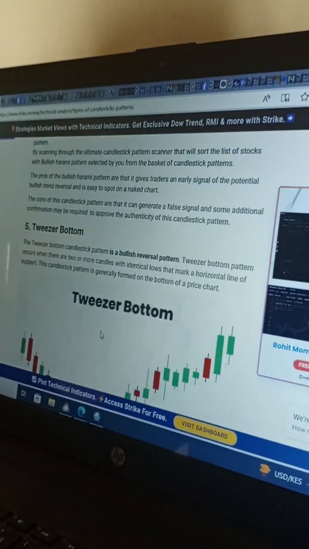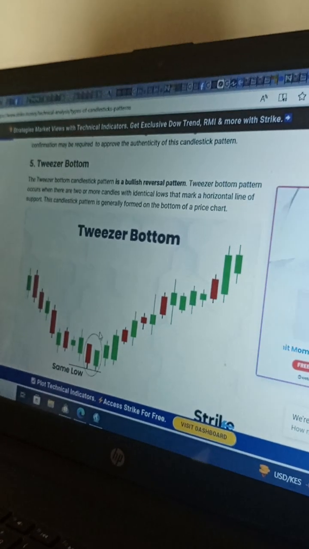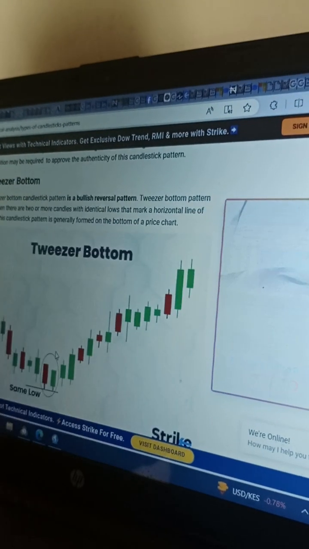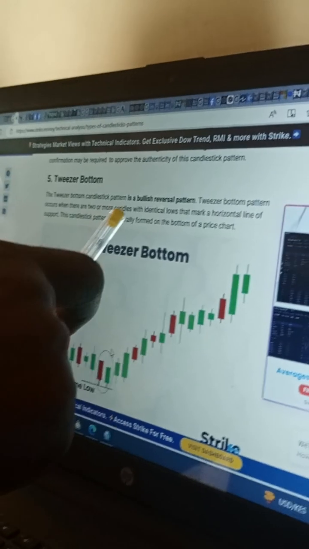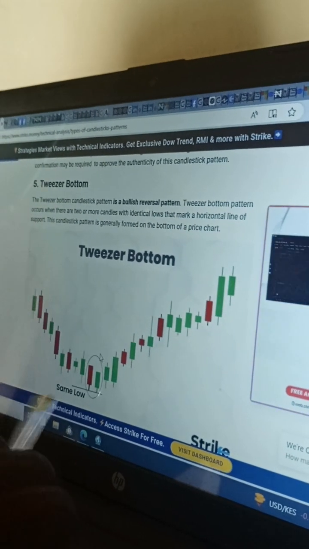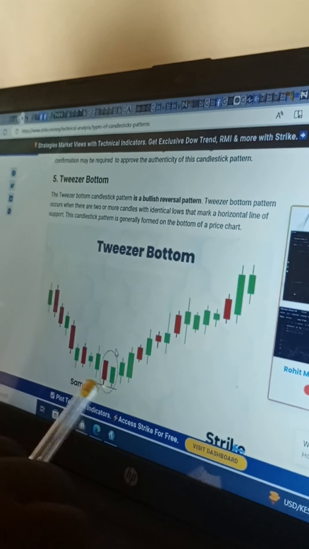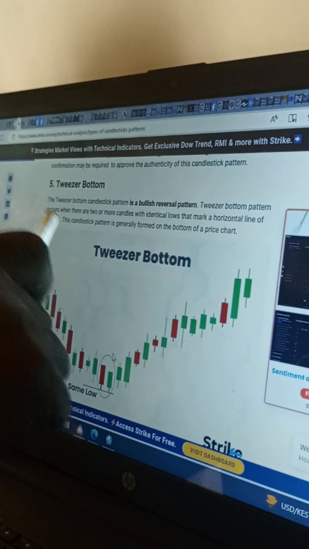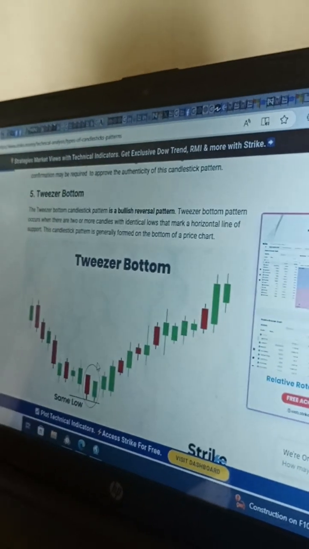Okay. Now the next one is the tweezer bottom. Look at it. These are the tweezers. The tweezer bottom candlestick pattern is a bullish reversal pattern. The tweezer bottom pattern occurs when there are two or more candles with identical lows that mark a horizontal line of support. You can see both of them have the same lows, on the same horizontal line. This candlestick pattern is generally formed at the bottom of a price chart.